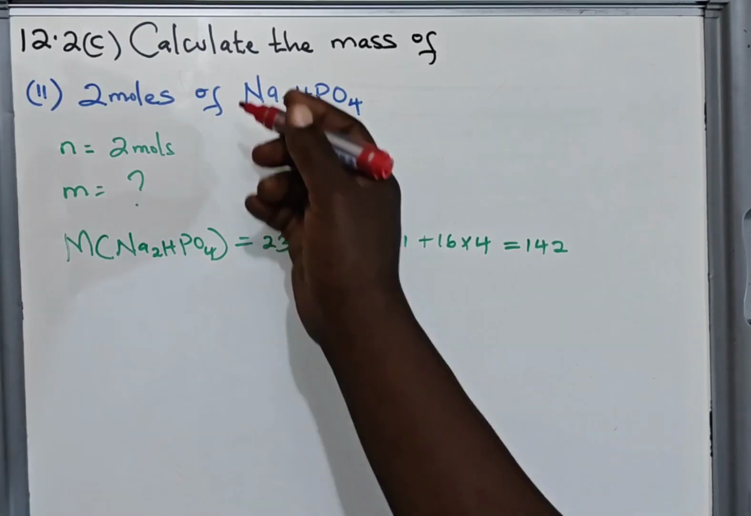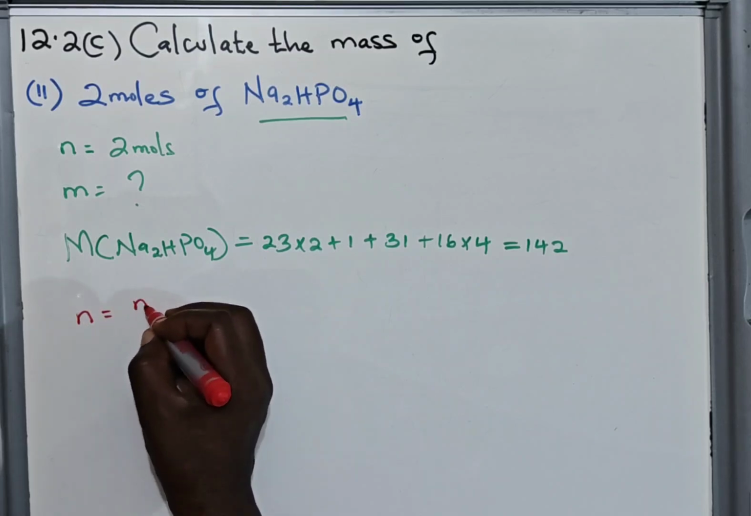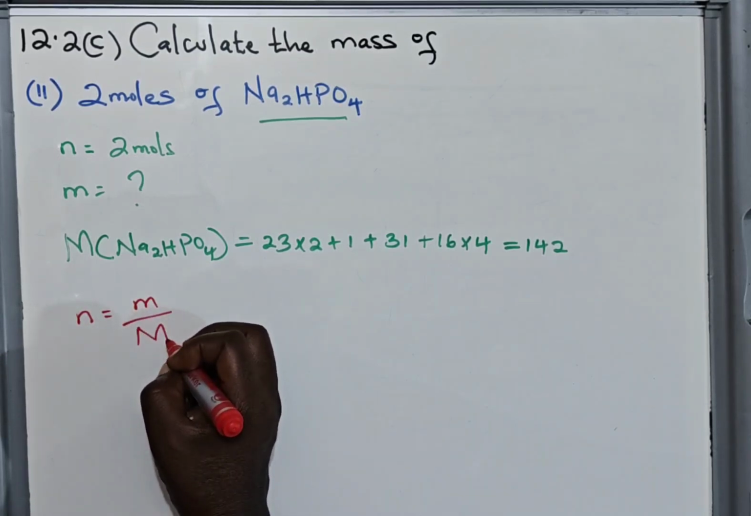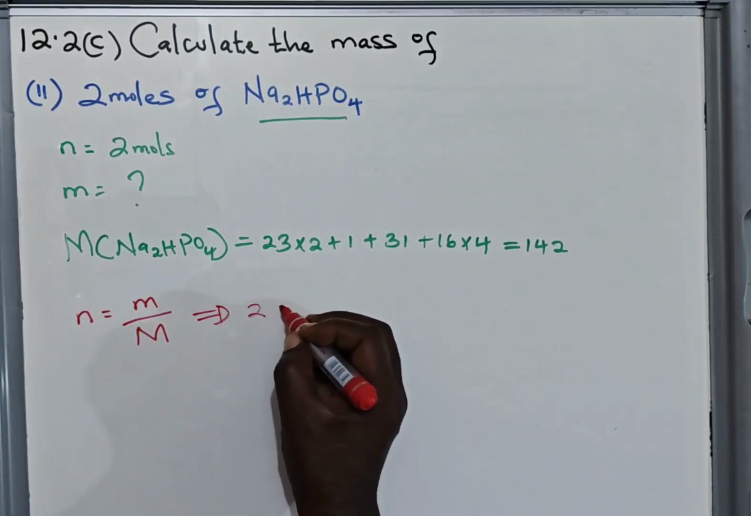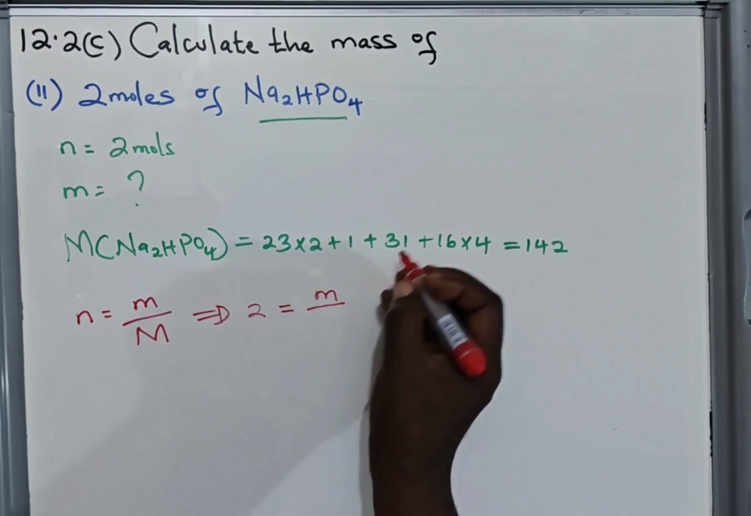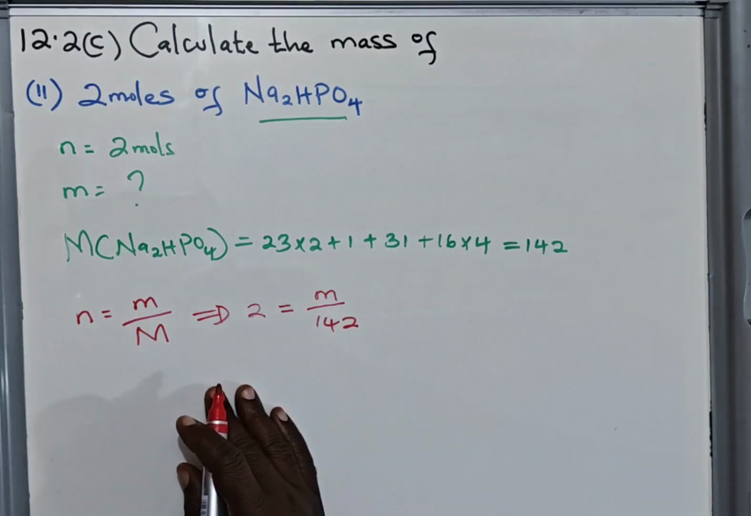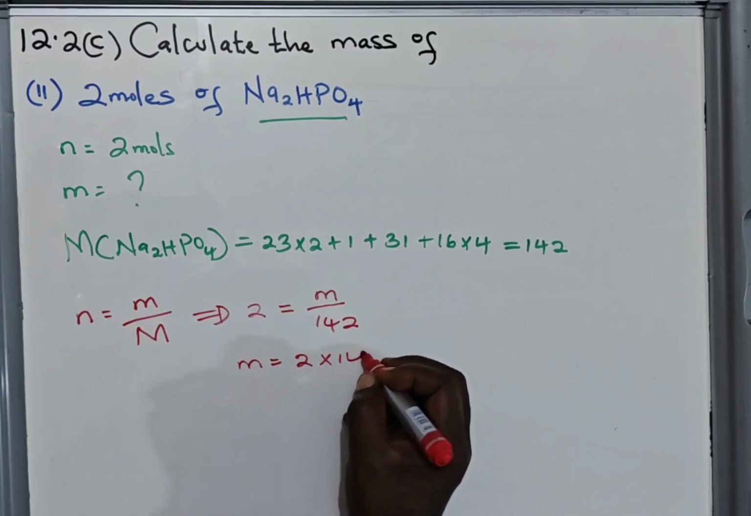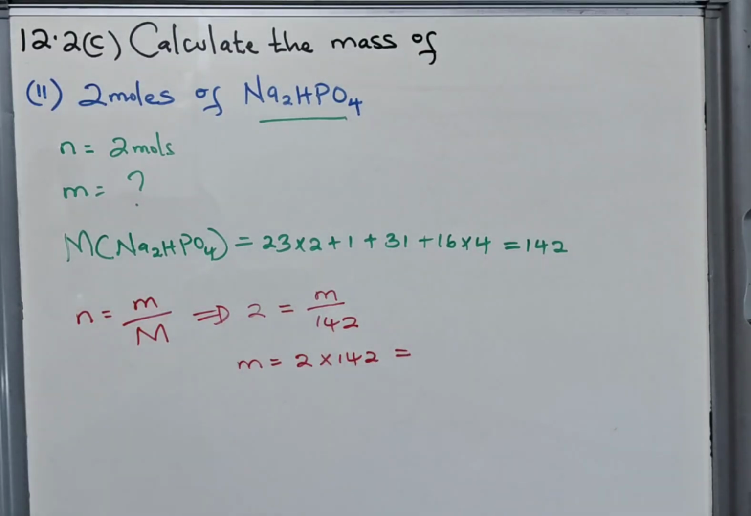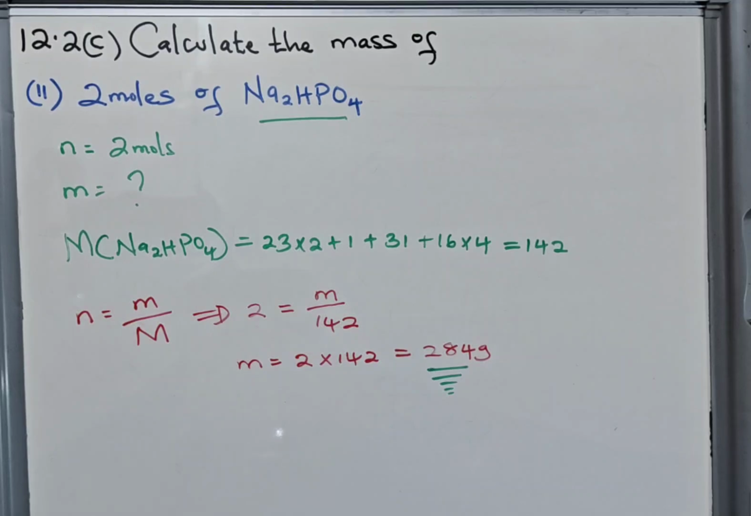Then we state the relationship, which is N equals M over capital M. Here we know the number of moles, which is 2, and the mass is wanted, but the molar mass is 142. What do we do after here? We cross multiply, and you have M equals 2 times 142. So this is it: 284 grams.